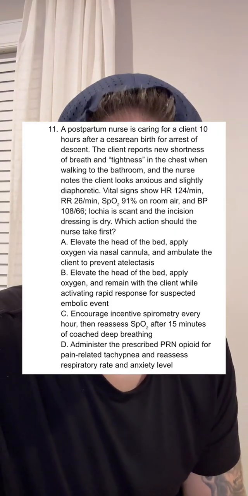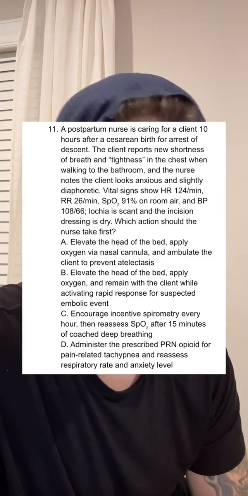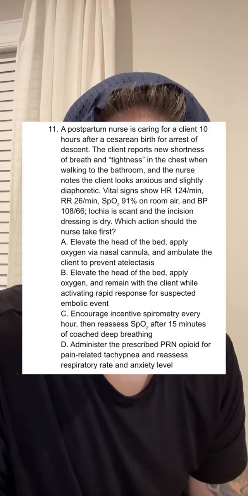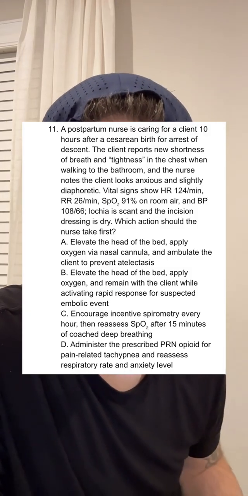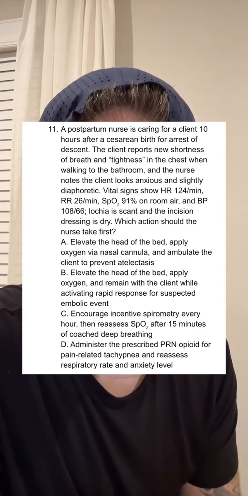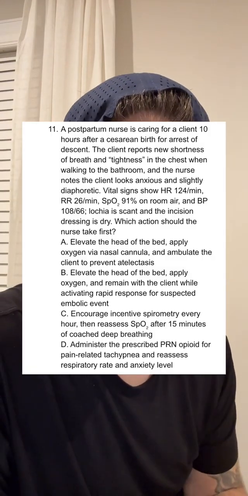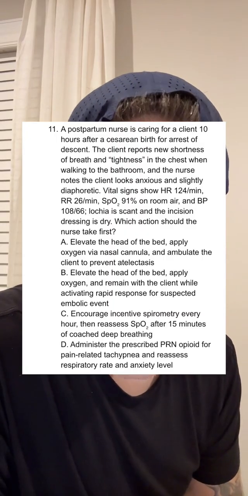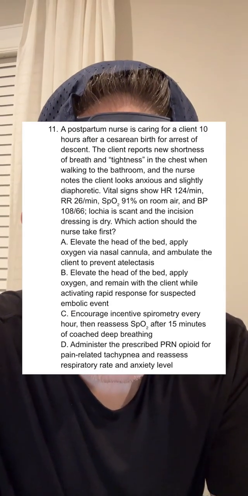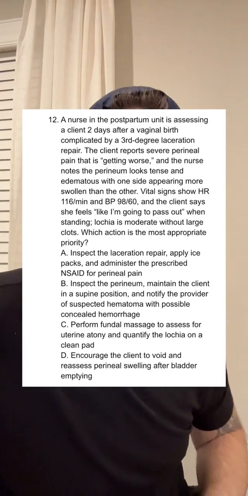All right, so question 11. Answer here is going to be B. I think all of you got it. Elevate the head of the bed, apply oxygen, remain with the client. So here we are going to intervene. This is an unstable patient. The priority is immediate stabilization and escalation because that sudden hypoxemia and tachycardia after the C-section suggests there's some sort of PE, maybe amniotic fluid embolic physiology, until proven otherwise. So good job. I think pretty much everybody got that. 12. Let's go.